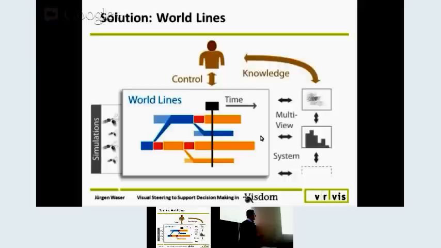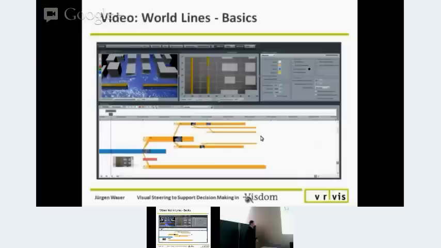So with this overview of very many alternatives that you want to investigate, you can control various views, several views, which is a typical way in visualization that you have multiple linked views, for example, and you can interact with these world lines. So I think I have here a video that shows the principle of this world line approach.